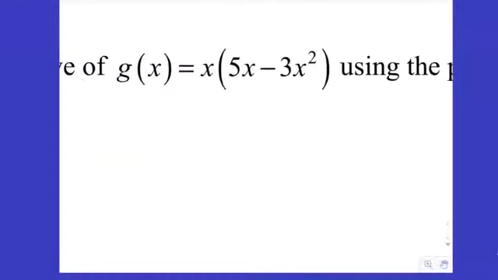So I'm going to work example 1 as g of x equals x times 5x minus 3x squared. And I know I don't need to use the product rule in this one because I can distribute, but I'll do that at the end. I want to show you that the product rule actually works.